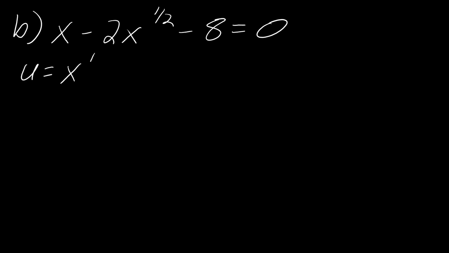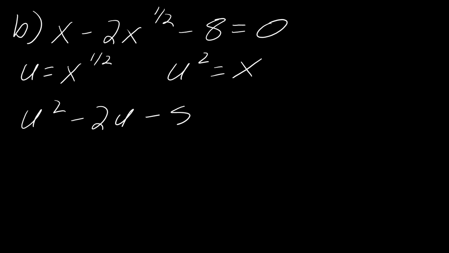So my u, the smaller exponent, like we said, is x to the 1/2, and then my u squared will just equal x. So this will become u squared minus 2u minus 8 equals 0. Okay, so if you got to this point, awesome. And if you didn't, hopefully you can just see where you got off. So now let's go ahead and try to finish solving the whole thing. So go ahead and solve for u, and then see if you can also solve for x. So go ahead and pause here, hit play when you're ready.